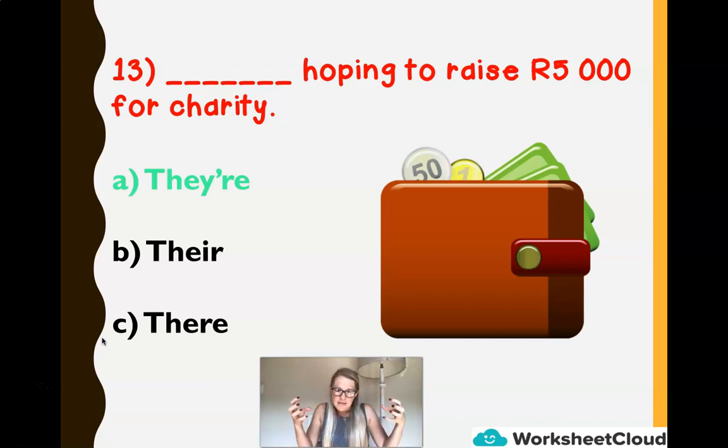If I open up the contraction and I plug it into the sentence, I would say they are hoping to raise 5,000 Rand for charity. If I put in B and C that are homophones, they sound very similar, or they sound the same. There, and not there. They're hoping to raise more money. Doesn't make sense. So it is A, there, which in turn, remember, means they are.